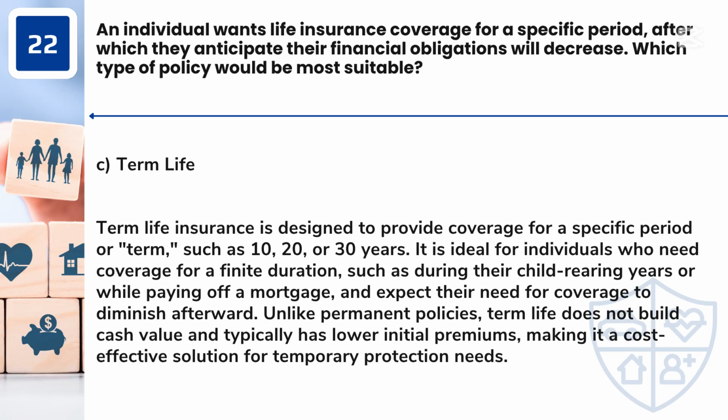Answer: C. Term life. Term life insurance is designed to provide coverage for a specific period or term, such as 10, 20, or 30 years. It is ideal for individuals who need coverage for a finite duration, such as during their child-rearing years or while paying off a mortgage, and expect their need for coverage to diminish afterward. Unlike permanent policies, term life does not build cash value and typically has lower initial premiums, making it a cost-effective solution for temporary protection needs.